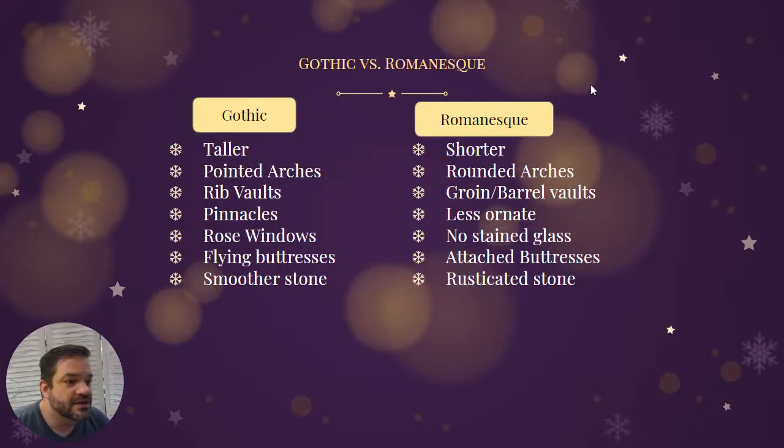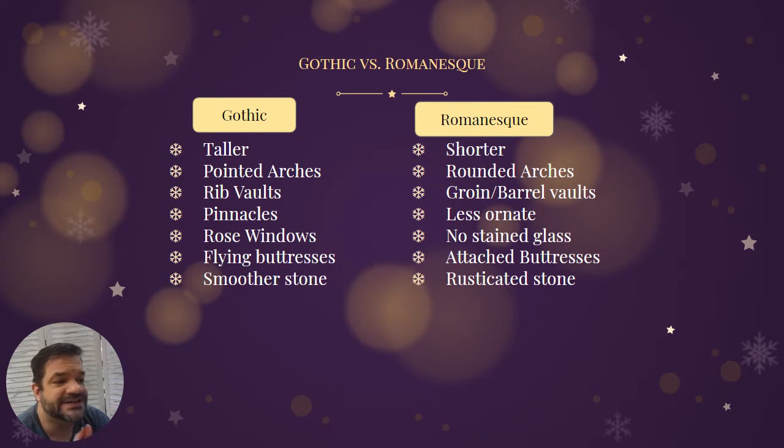All right. So just by way of reminder, Gothic architecture looks like this. It's intended to be taller. It has, remember, Lux Nova. The whole point is that Lux Nova. We've got a taller structure. They've got pointed arches to make it taller. We've got rib vaults to make it taller. We've got flying buttresses to make it taller. It's also going to be more ornate, more heavily decorated. So it's going to have these little pinnacles, these little spires all over the outside. Also look for a rose window. And the stone is going to be smoother.